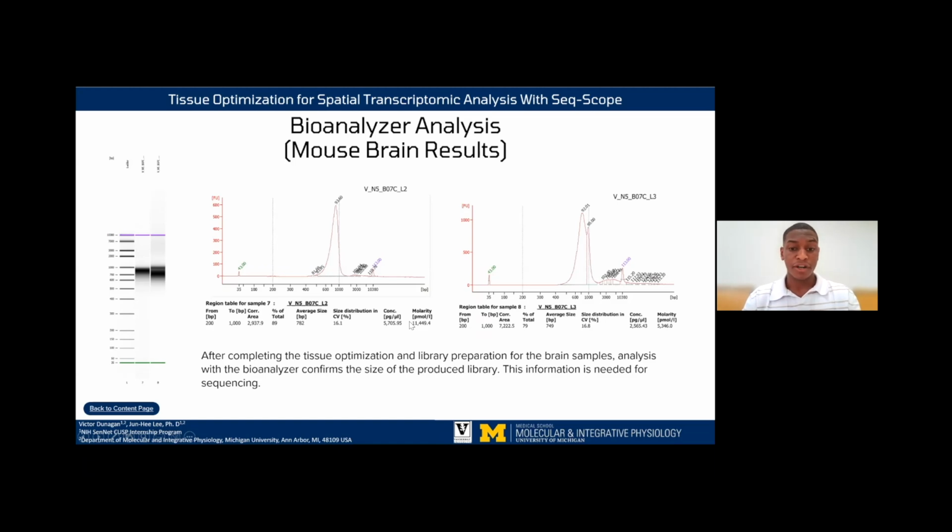Now that the library products were obtained, we had to run a bioanalyzer trace in order to get an idea of what kind of library was prepared. And this is just so that we can send in this information with the samples as we get them sequenced. And so this was for the mouse brain samples. And for two samples here, we were able to achieve an average size of 782 base pairs and an average size of 749 base pairs. And this was the gel that was able to produce both of these traces here.